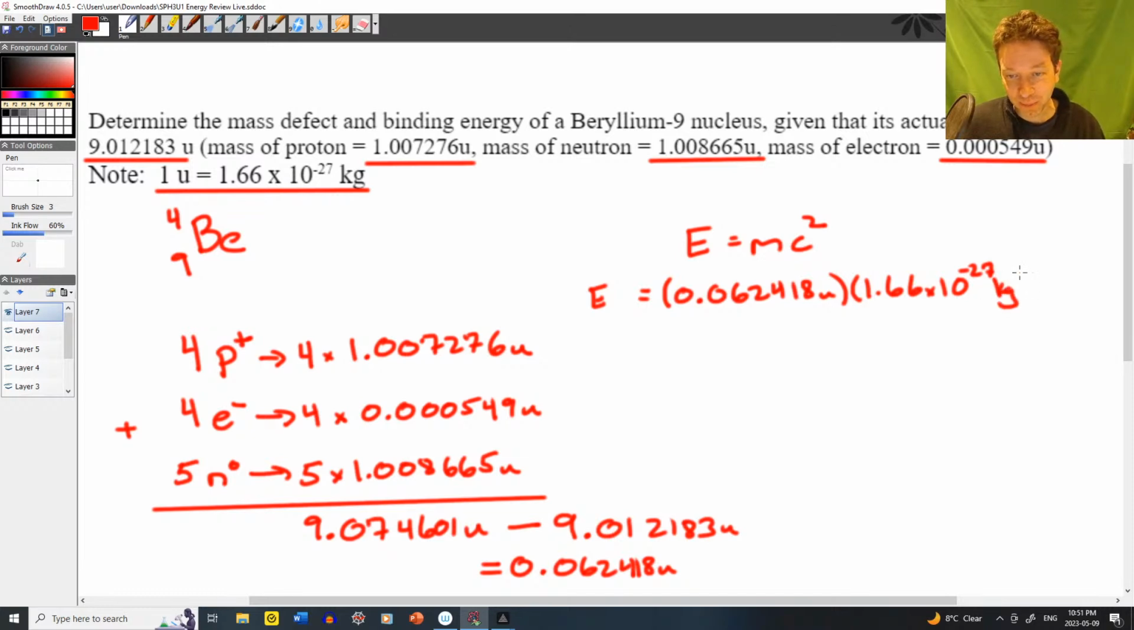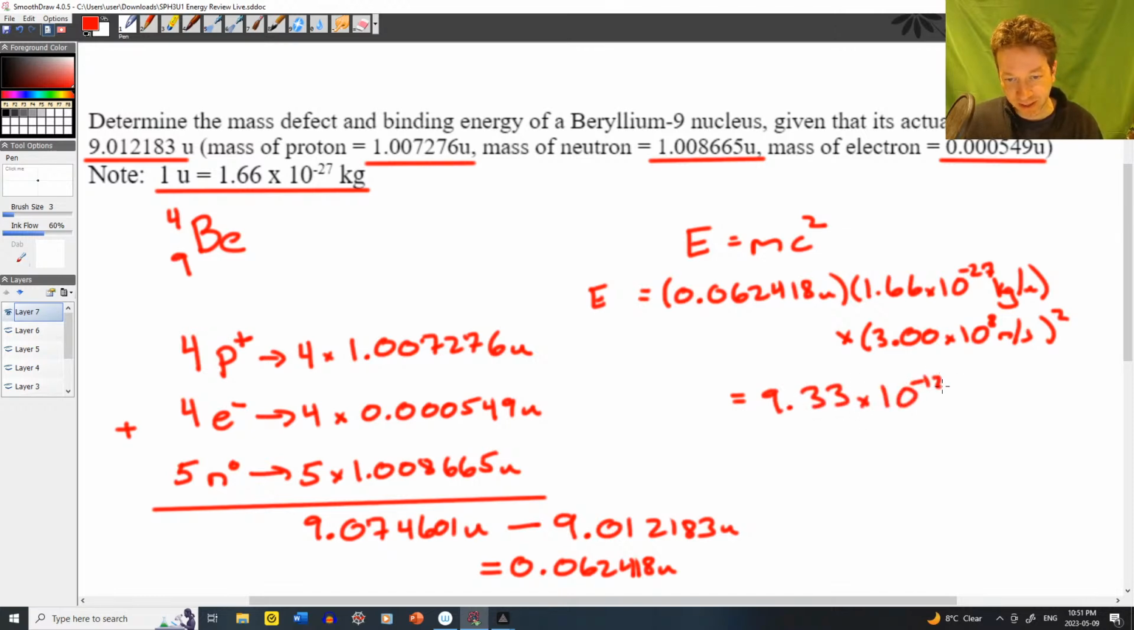Kilograms per atomic mass unit. And then, sort of ran out of room, but multiply by the speed of light, which is 3.00 times 10 to the 8 meters per second, squared. And when we do that, we get our binding energy, which is 9.33 times 10 to the minus 12 joules.